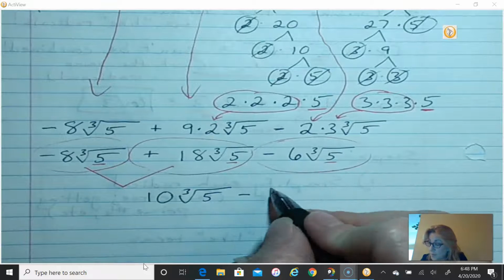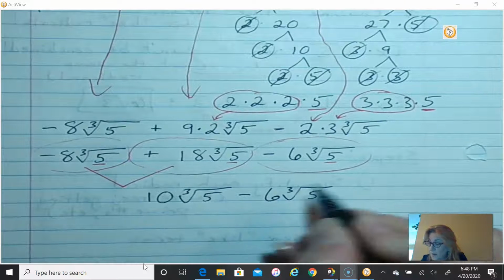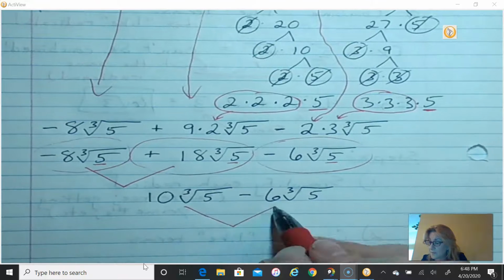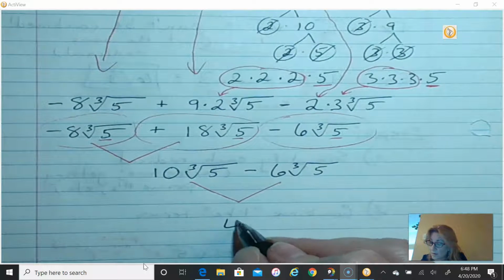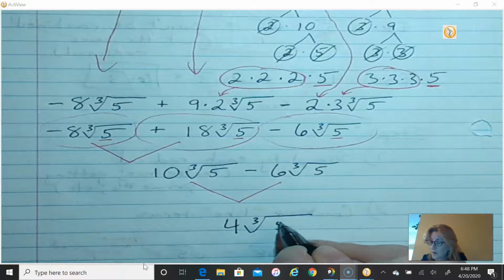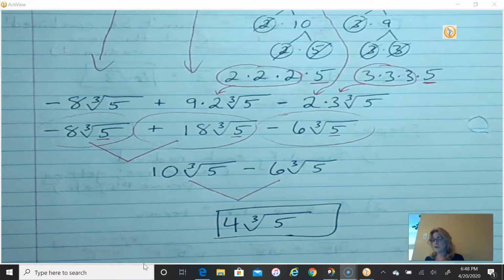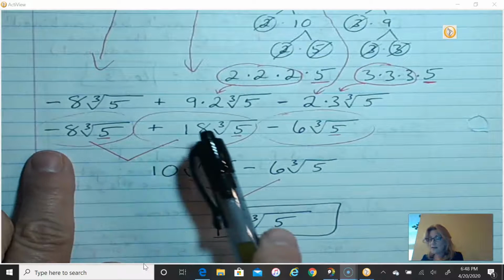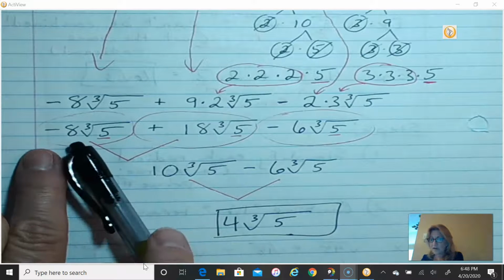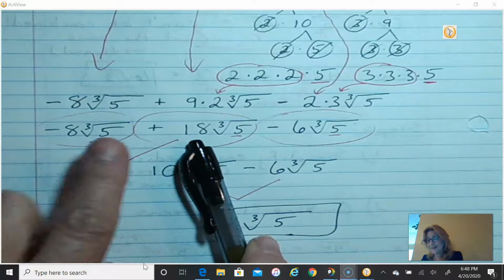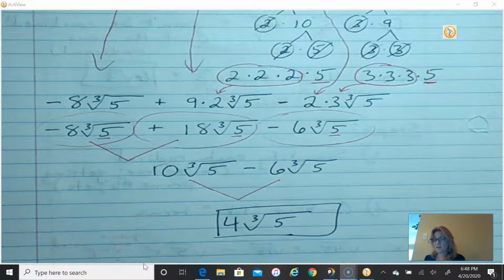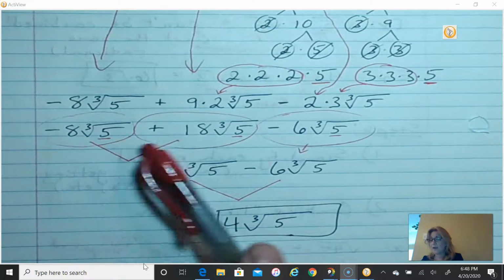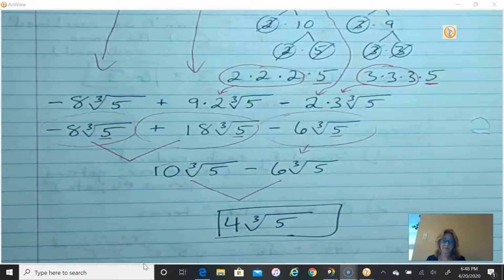And I'm going to rewrite my problem. Now I can combine these two. What is 10 minus 6? 4. And I rewrite my problem. That part. Okay? So notice, negative 8, like Christian, you're going to sit there and go negative 8 and 18, that's 10. 10 minus 6 is 4. And then just bring down your others. Okay? So remember, I'm rewriting my problem. I'm combining all these, and I end up with this.